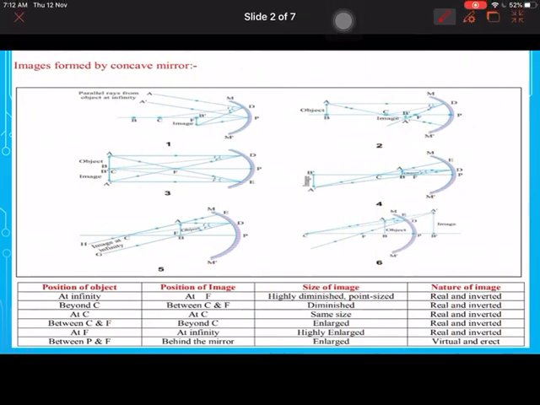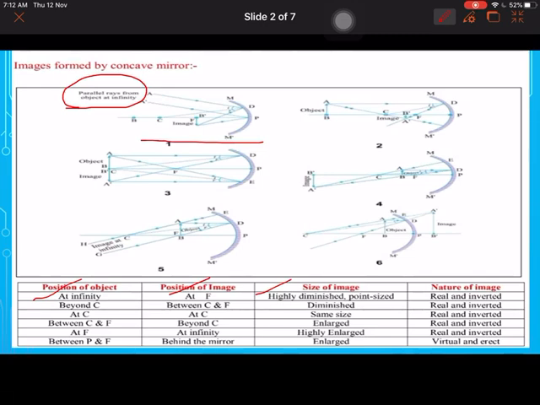So if you see the images formed by a concave mirror, the first one is when the object is at infinity. When the object is at infinity, the rays coming from infinity are said to be parallel to the principal axis. Our rule says that any rays parallel to the principal axis will go to the focus. So the position of the image will be at the focus. The image will be highly diminished, point size, real and inverted.